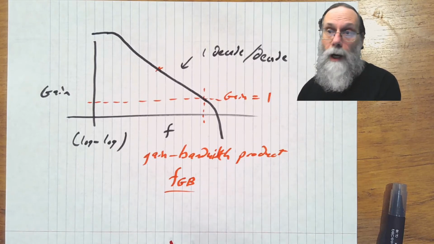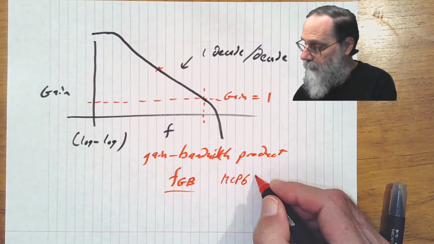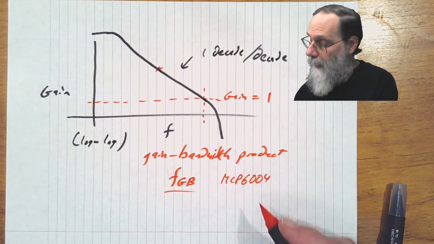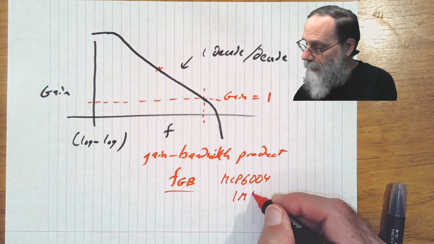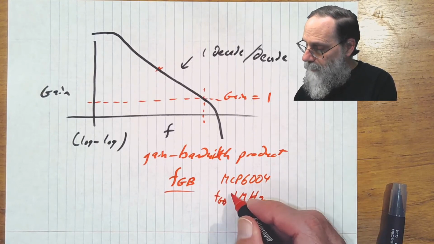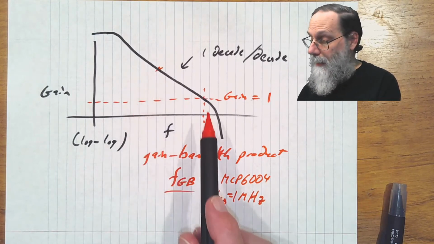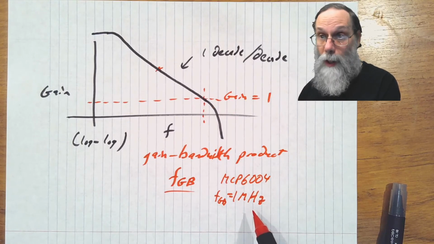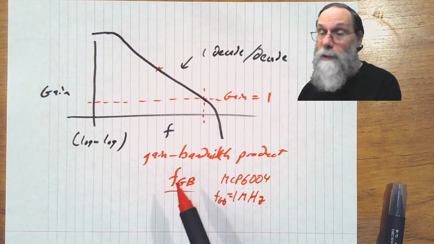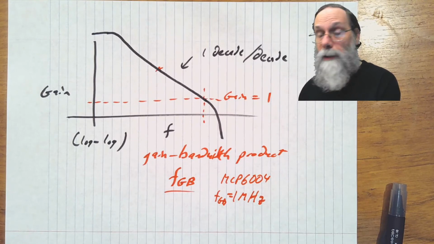One of the op-amps that we use a lot, the MCP 6004, has a 1 megahertz gain bandwidth product, which means that the gain that we get from the op-amp at a megahertz is about 1. At 100 kilohertz, it's about 10. At 10 kilohertz, it's about 100, and so on.